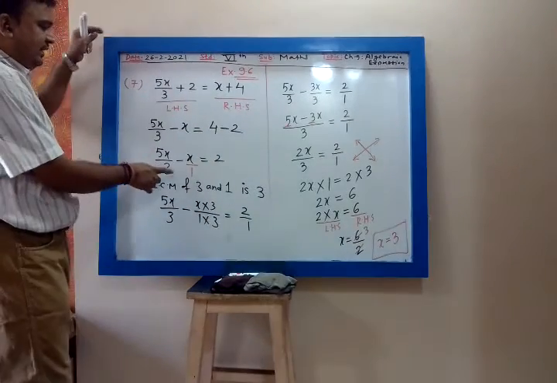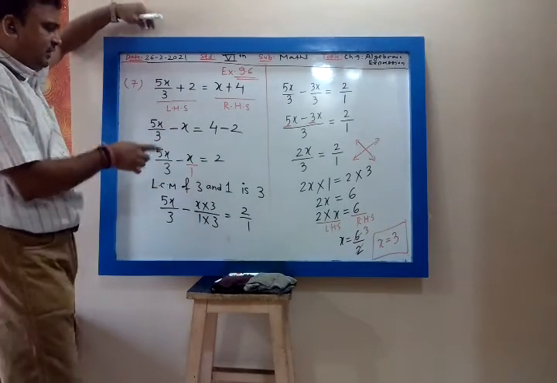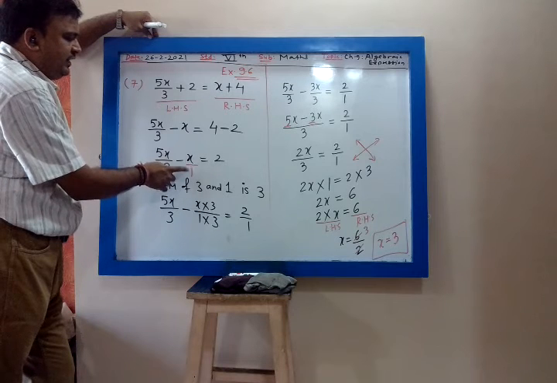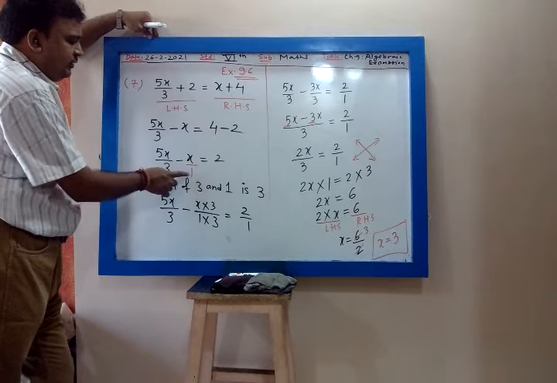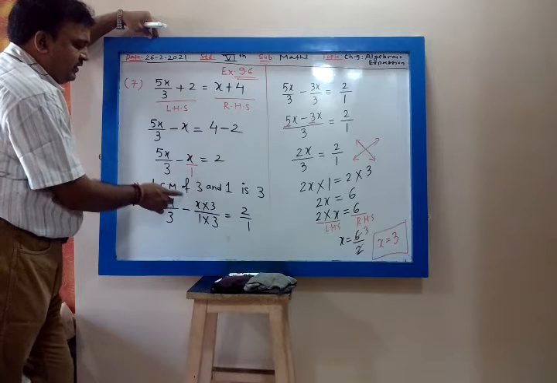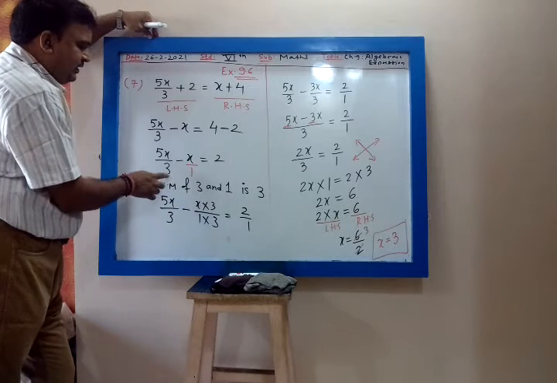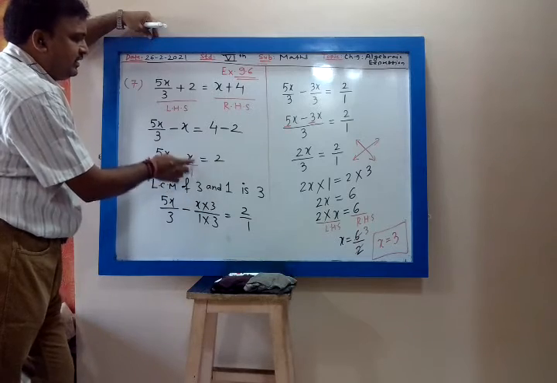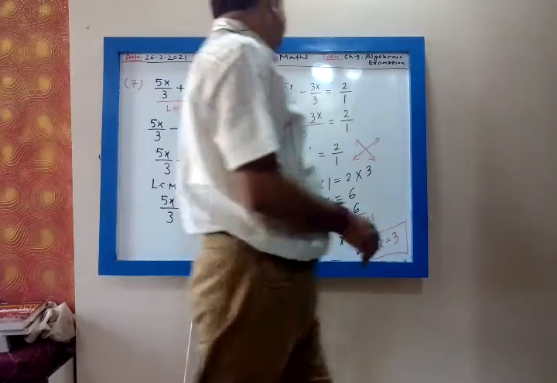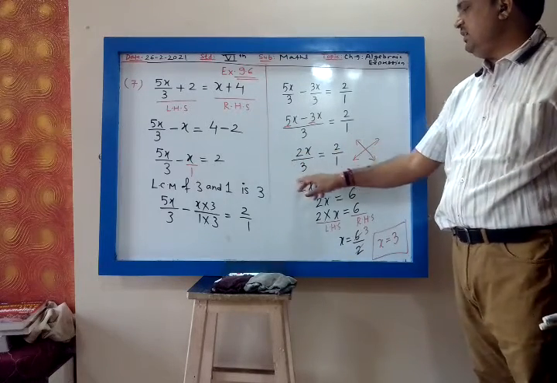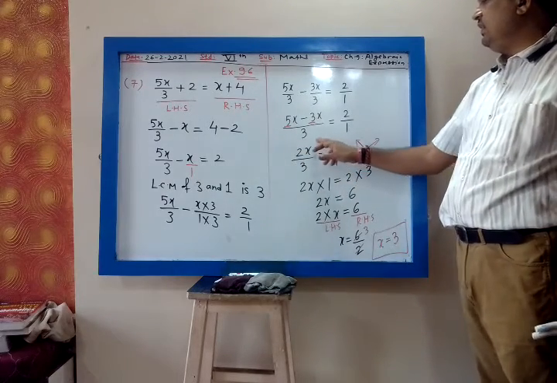Because see here, we want to simplify this. The denominator is 3. We want the denominator of x to be 3. So to make the denominators of both fractions equal, I will take the LCM of 3 and 1. The LCM of 3 and 1 is 3. So this is already 3. To make this 3, I will multiply and divide by 3. So you will get 2x upon 3 is equal to 2 upon 1. This is one fraction. This is the other fraction.